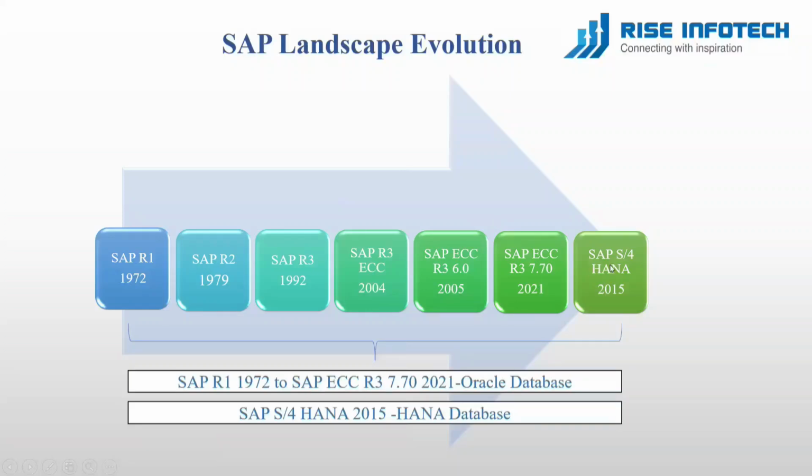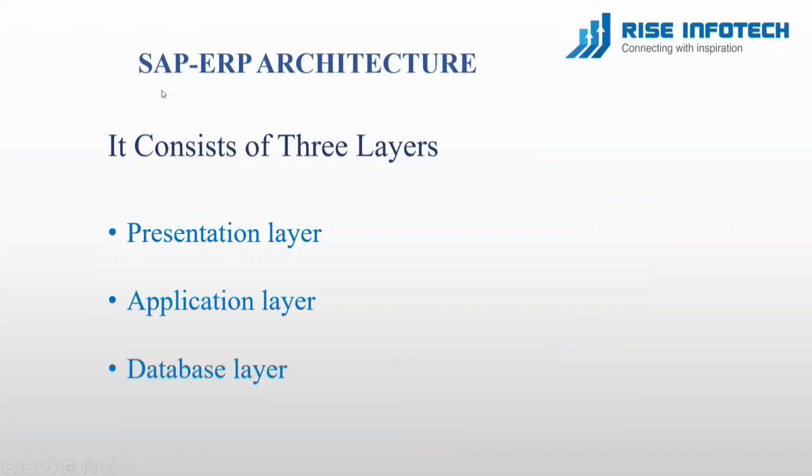Then in 2015, SAP ECC was updated to SAP S4 HANA. HANA means High Performance Analytic Appliances. SAP implementation in 2015 has 40 characteristics. Then coming to SAP ERP architecture, it consists of 3 layers: presentation layer, application layer, database layer. Presentation layer means how we can see the data.